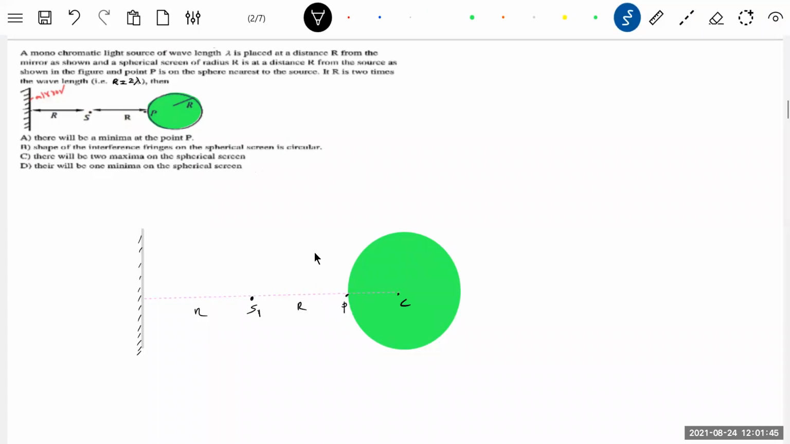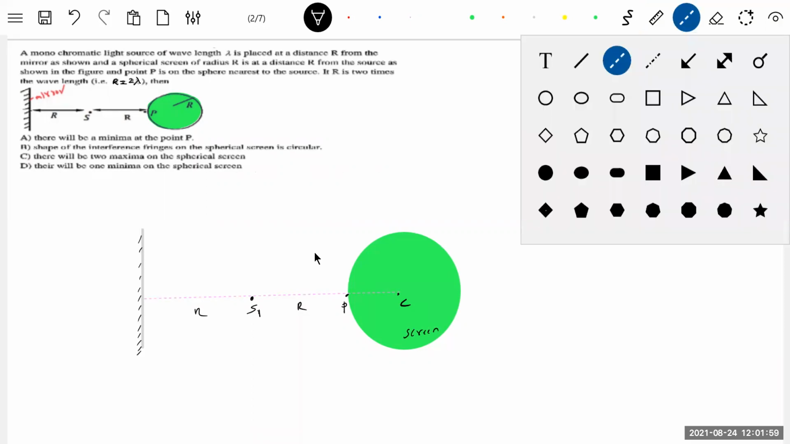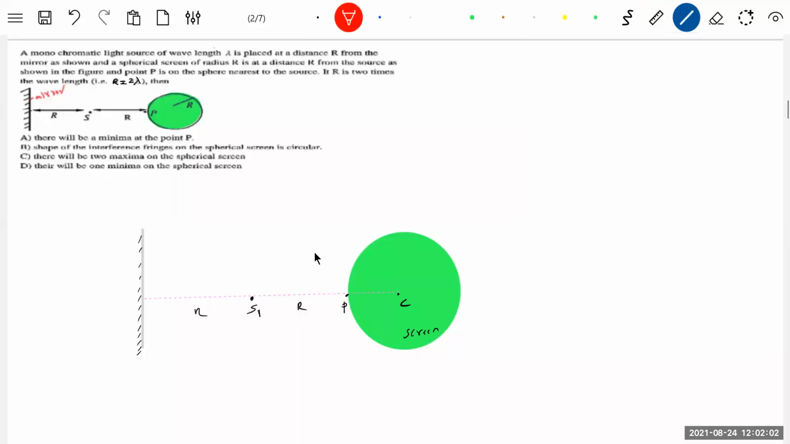We know for the mirror, the screen is spherical. Everything is called a screen. The rays emitted by it, how do they propagate? Let me take a red color. So this is, I think, the maximum. I'll draw a tangent.